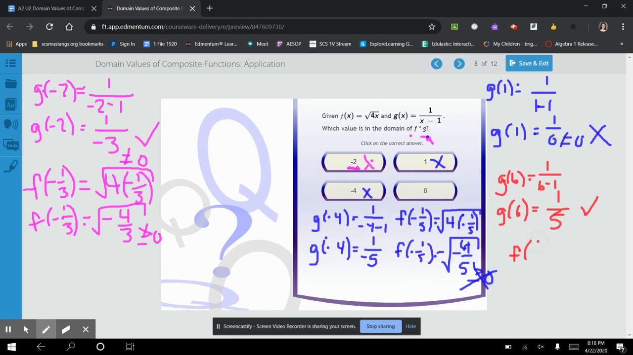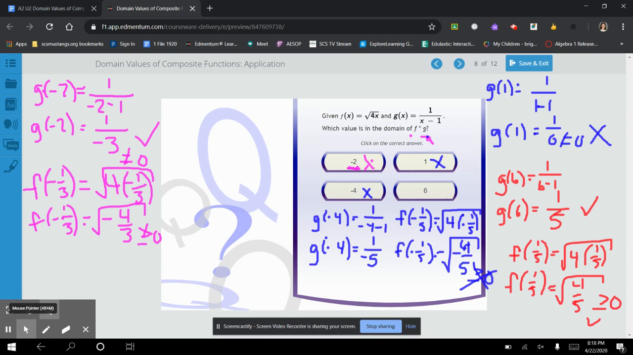So then I'm looking at f of 1/5 is going to be equal to the square root of 4 times 1/5. If I simplify that, f of 1/5 is going to be equal to the square root of 4 over 5, and that is greater than or equal to 0, so that one does work out okay. So the answer for that one is, the value that is in the domain is going to be 6.